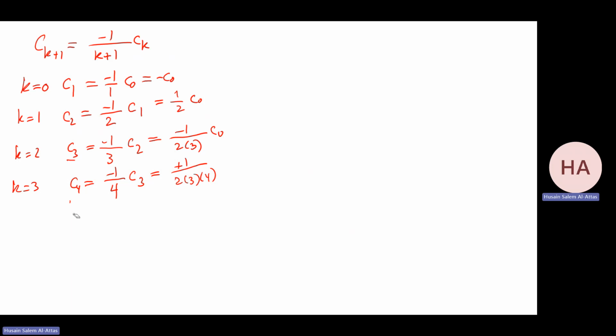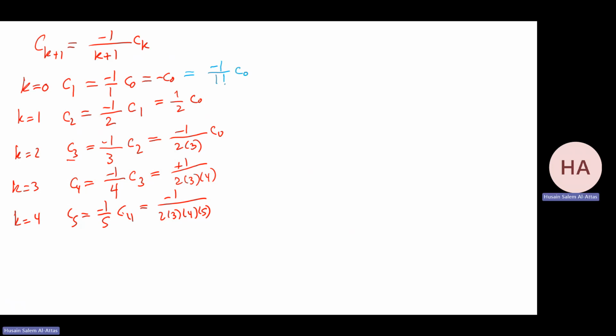If you want me to do one more, I think it's very clear, but since it's the first one, let me do one more. Well, -1 over 5 C4, and then it will be -1, 2, 3, 4, 5. Okay. Now, if you look at these ones, this is what? -1 over 1 factorial C0.